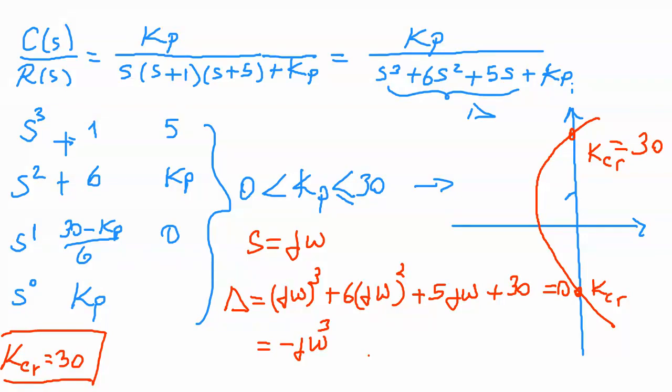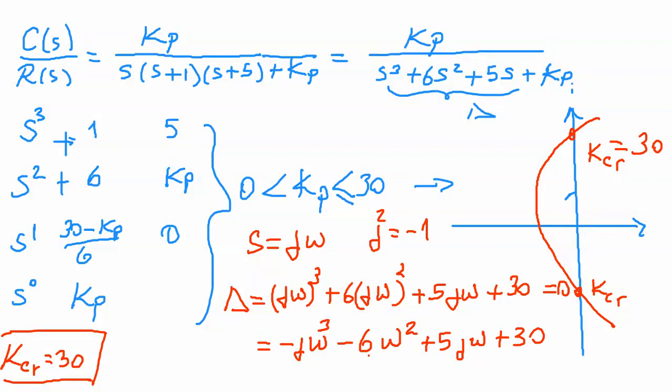Yes, I continue. Now, 6 J omega square is minus. J square is equal to minus 1, you know. Then this becomes minus 6 omega square plus 5 J omega plus 30.